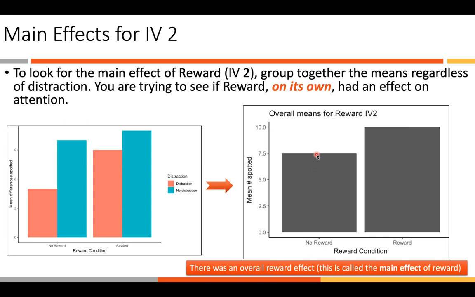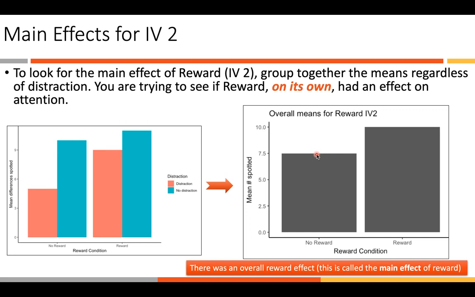So it looks like reward on its own impacts attention. So regardless of distraction condition, reward has a main effect. It has an individualized effect on our attentional outcome.